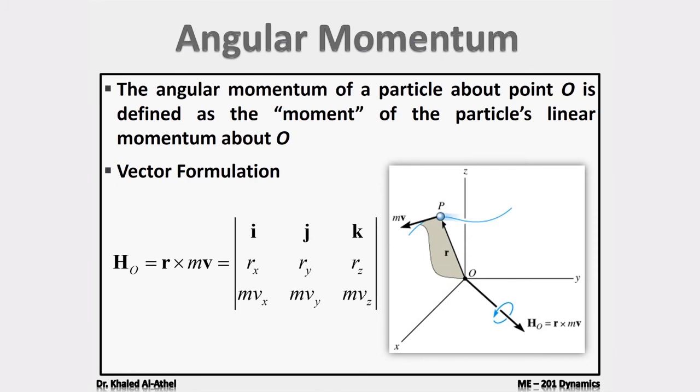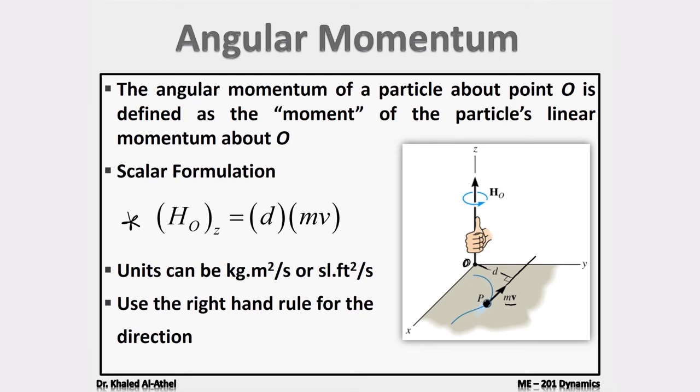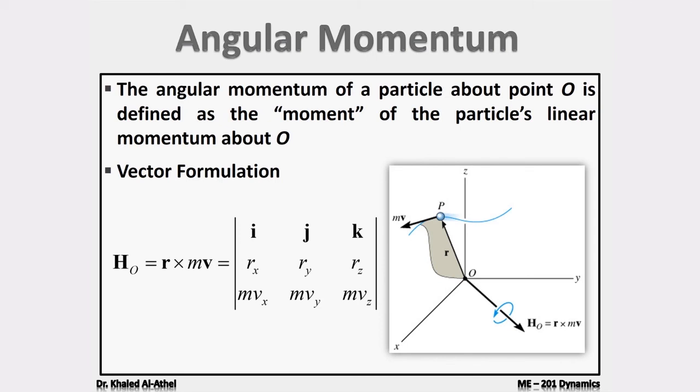Now, the form that we've seen here is a scalar format. This is a scalar way of calculating it. If you have a 3D problem and you want to do it in a vector format, then H_O equals r cross mv, and you have to do it properly, meaning that you start with r cross mv. So you have i, j, k, three components of r: r_x, r_y, r_z, and three components of linear momentum: mv_x, mv_y, mv_z.